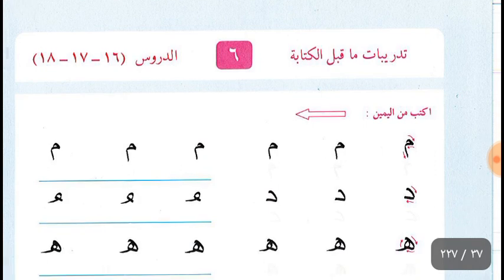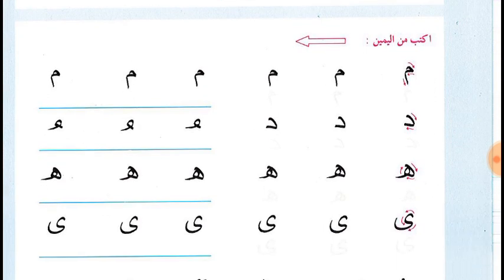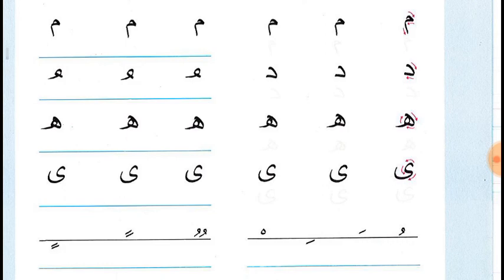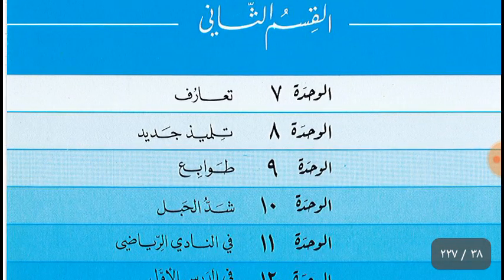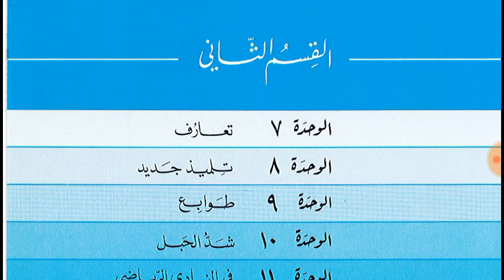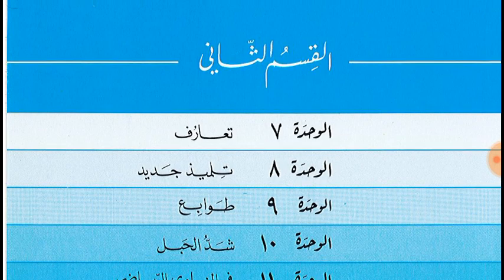Then we have Tadribat Qabl Al-Kitabah, exercises before writing. Uktub min Al-Yameen, write from the right side. Here they are teaching you how to write Meem, Dal, Ha, Ya. They have made arrows on these alphabets. Then you see pictures. Here you have completed the first part of this book. Now we will proceed to the second part, Al-Qism Ath-Thani.